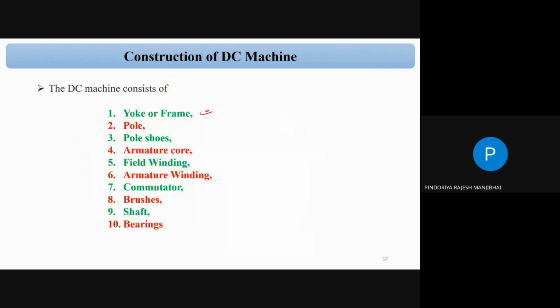Yes, the yoke or frame. So DC machines consist of the yoke or frame, pole.